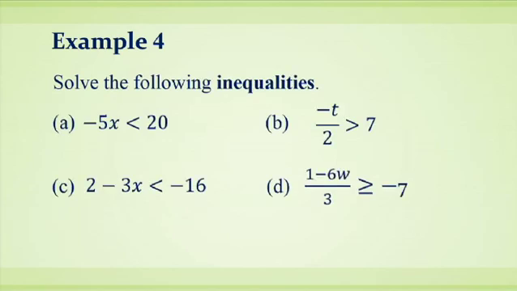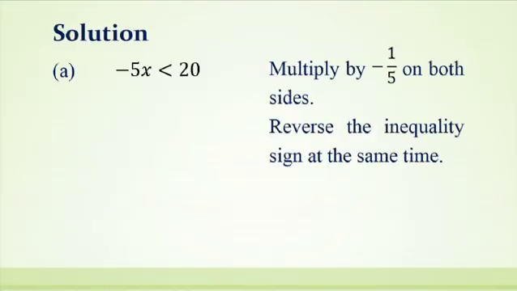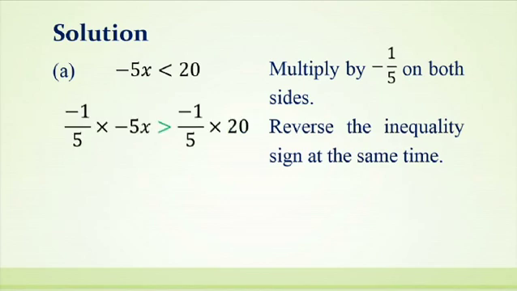Part A, -5x < 20. So I will have to multiply by -1/5 on both sides. But because I'm multiplying by a negative number, I will have to reverse the inequality sign at the same time. This is very important. Whenever you're multiplying or dividing by a negative number, you need to change the sign. If it is greater, it becomes less. If it is less, it will become greater. Very often students forget to change this sign. So this will give me x > -4.